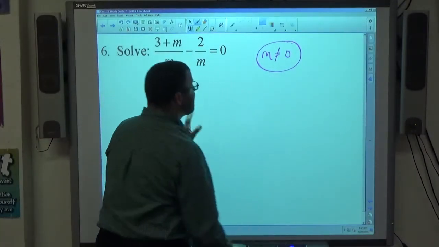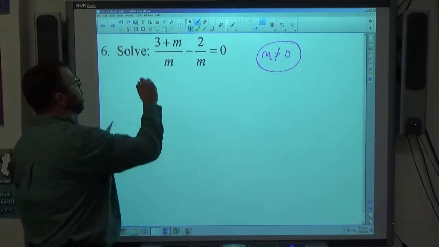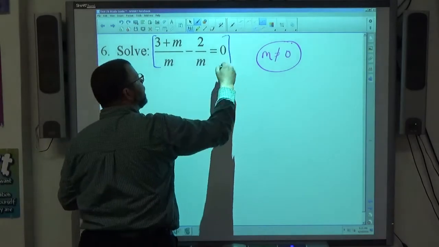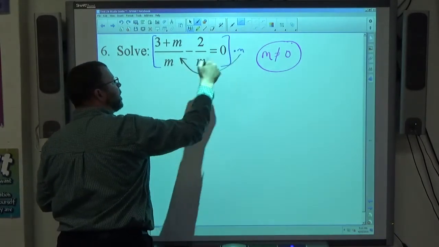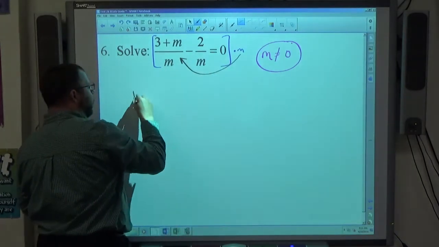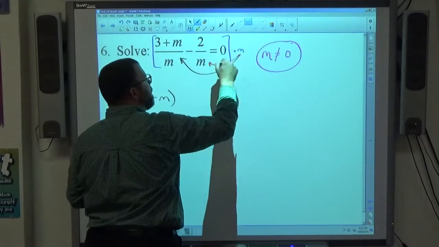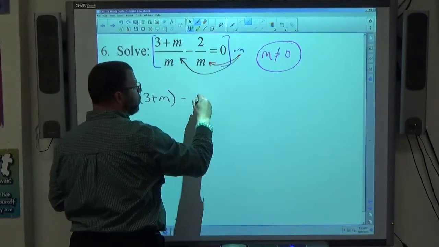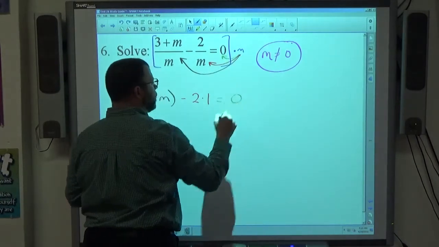Once you've established that m is not allowed to equal 0, now we can legally get rid of the denominators in this problem. I'm going to multiply everything times the least common denominator of m. So just like before, m times this. M cancels m, leaving me with 1 times 3 plus m. This times this, m cancels m, leaving me with negative 2 times 1. And m times this, m times 0 is just 0.